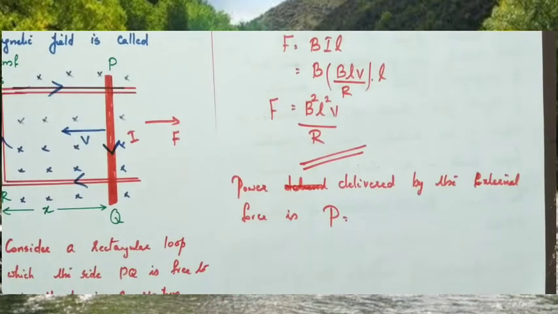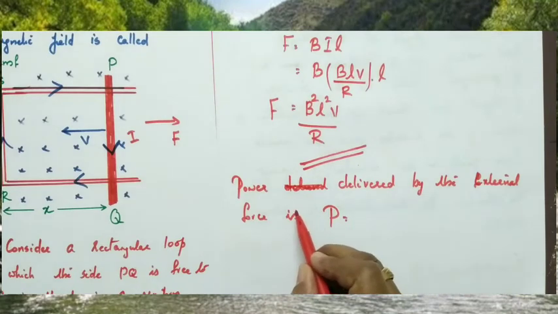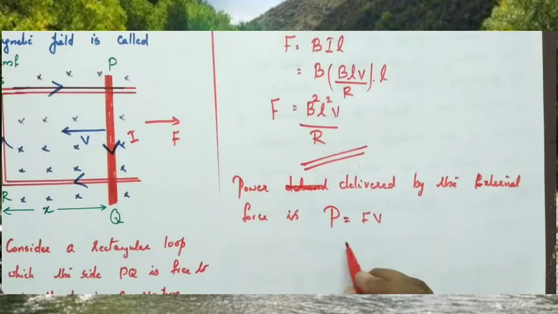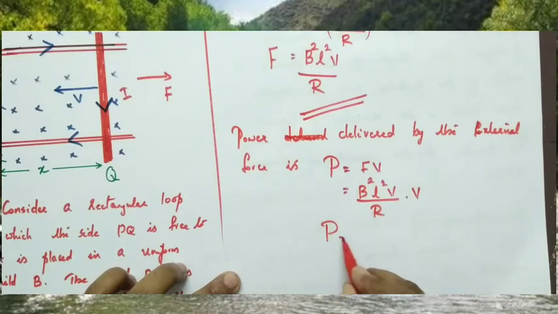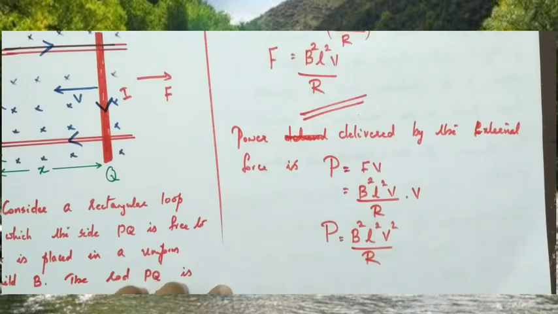Now, what is the power supplied by the external force? What is the relation between power and force? We know that power equal to force into velocity, F dot V is the actual formula. Power equal to F into V. What is the value of force? B square L square V divided by R, into V. So the power supplied by the external force is B square L square V square divided by R. And the power dissipated as Joule heat is also B square L square V square divided by R.